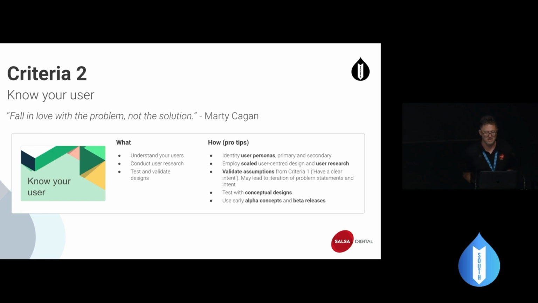Also, we can use scaled user-centered design and user research. I've seen projects with very large and complicated user research investment, some with medium, some with small. Really adjust that level of effort to the complexity of the project. Validate assumptions with conceptual designs which are taken to user test. Use clickable alpha prototypes, early beta releases, these types of things. These are really effective in building for the user or users.